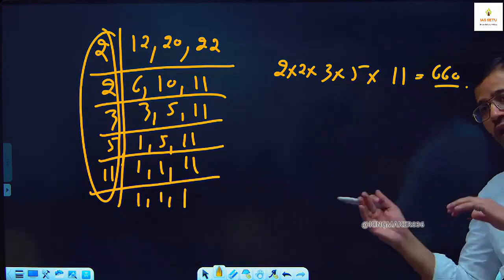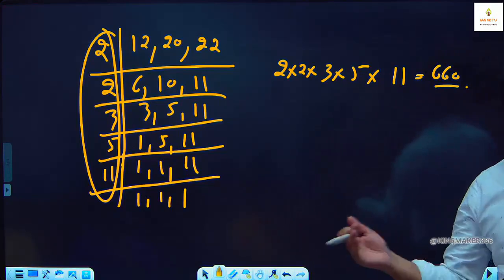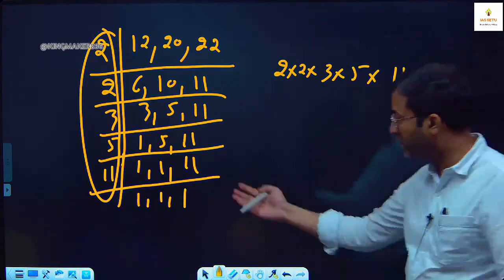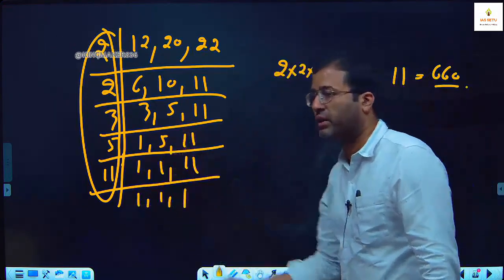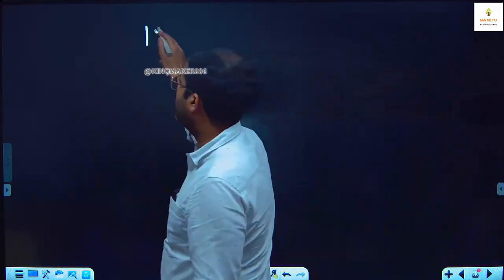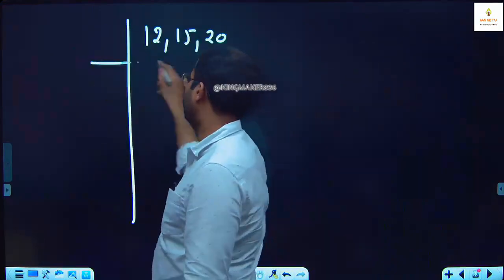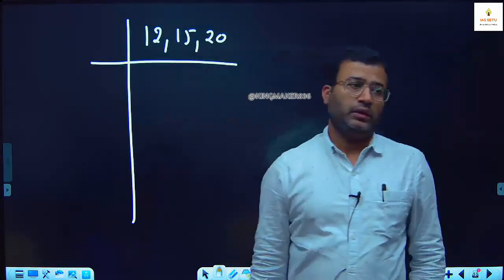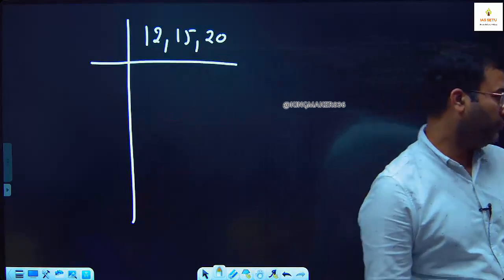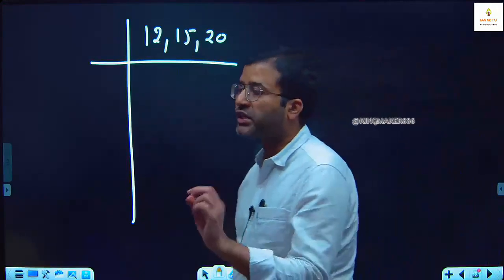Till the last you have to extract the common factors, whether it is common to all or not. If factors are coming, take them out too. Let me take one example: 12, 15, 20. You can check this example.